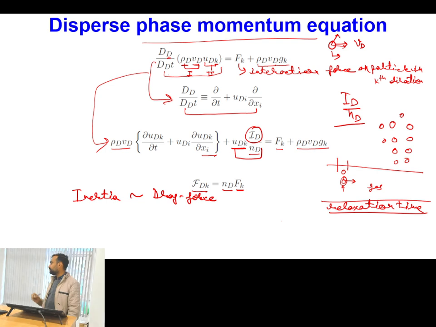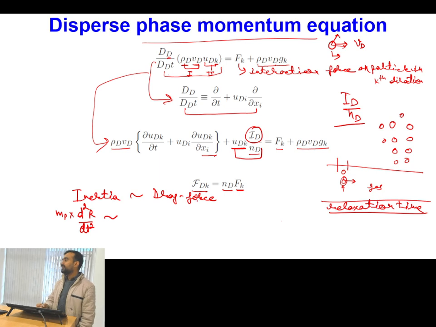Is this point clear? Now what will be the inertia of the particle? It is the mass of the particle times its acceleration. What will be the acceleration? It is d square by dt square of its position. Say the position vector is r. That will be its acceleration, the second derivative of position, and that will be its inertia force. And then the drag force acting on the particle.